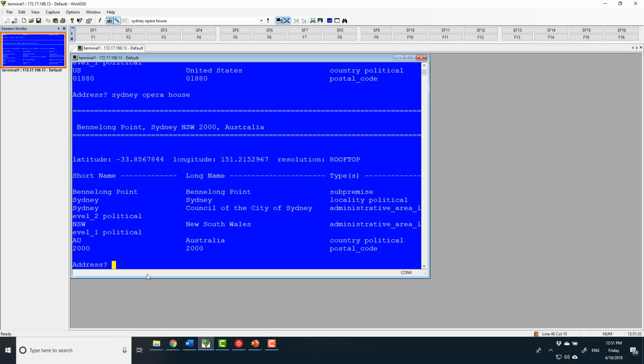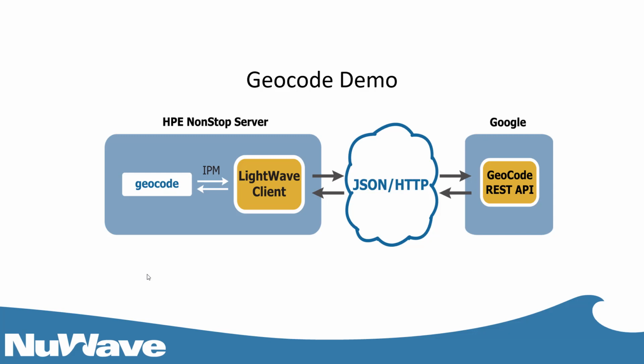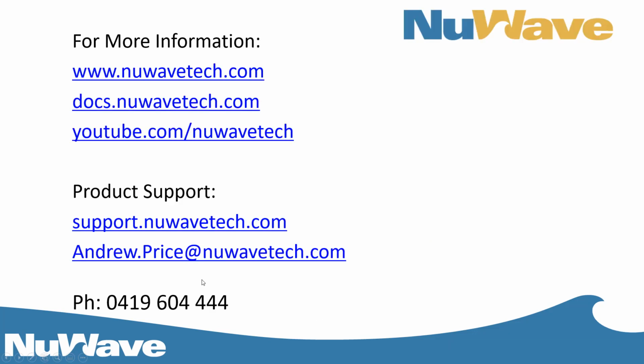So there you have it. With those couple of steps, we have installed LightWave Client, configured it using the LightWave console. We have downloaded and built and installed and configured the Geocode program, and we have run it to show how you can access the Google Geocode REST API from your NonStop quickly and easily with a minimum of fuss.